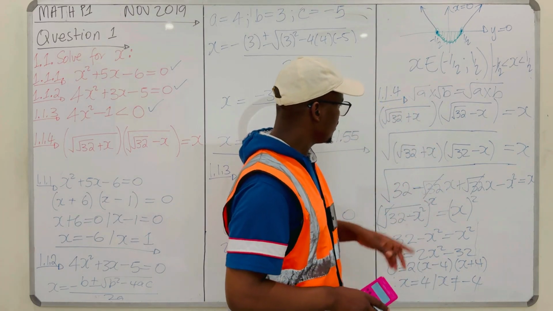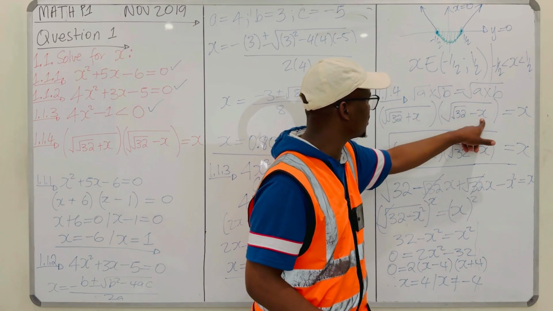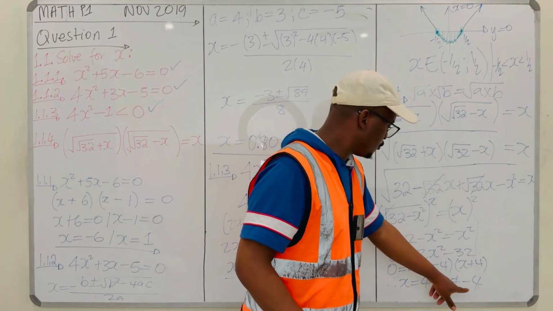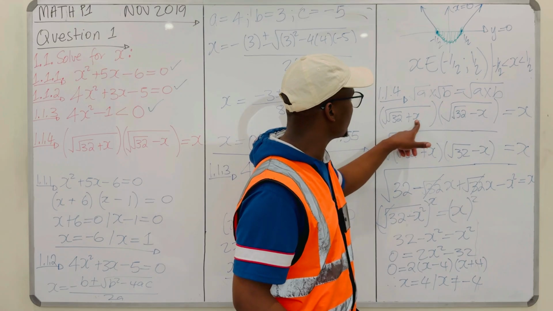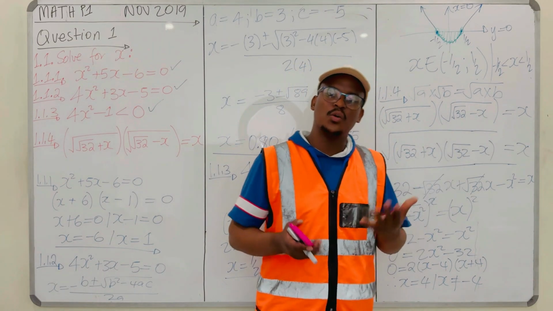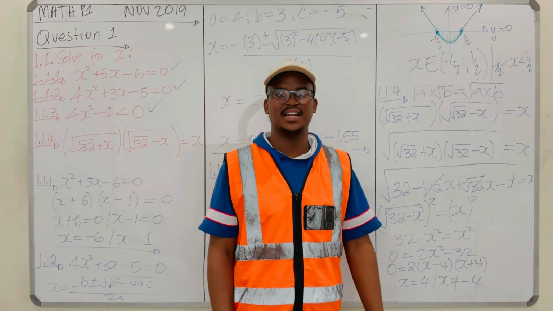So if you substitute your 4 here, you will get 4 there. If you put 4 here and 4 there and punch it as is on your calculator, you'll get a 4. But if you substitute the minus 4 here and minus 4, the answer that you'll get will not be equal to the other side. So the equation will not be well balanced. That's why we're not selecting that one. That's why we're deselecting it.